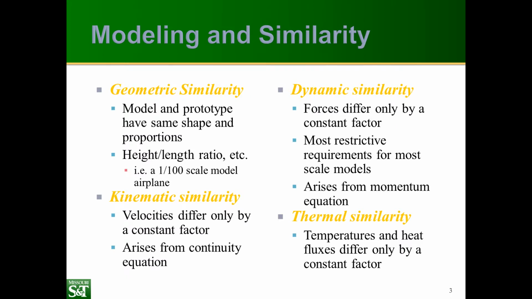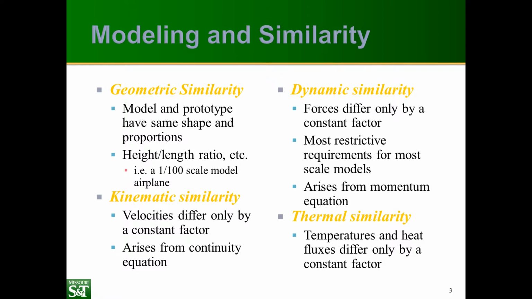Dynamic similarity means that the forces differ by constant factors. So if the drag force is half in the model, then the lift force should also be half in the model. And this is typically the most restrictive scaling requirement for scale models. It comes from the momentum equation, hence the forces. And you do have to consider all the forces that are important for the flow, so it can be a significant challenge. Thermal similarity comes from the thermal energy equation. It basically means that temperatures and heat fluxes have to be similar.